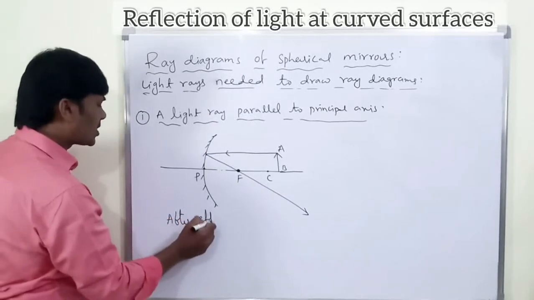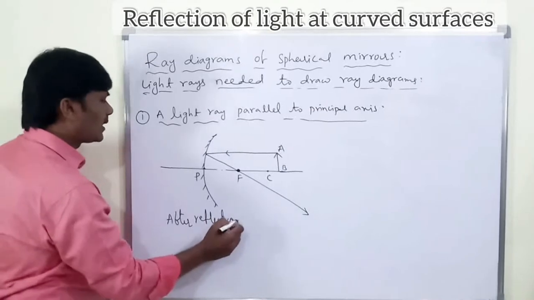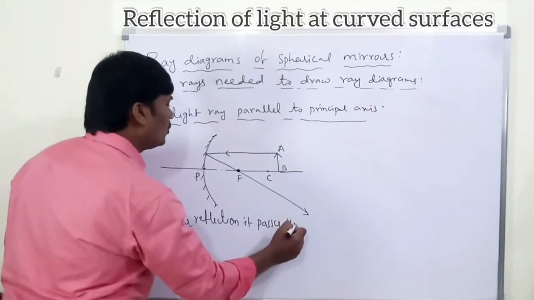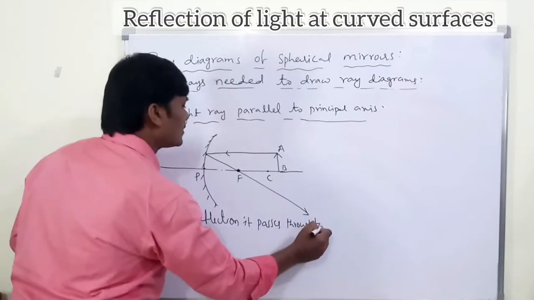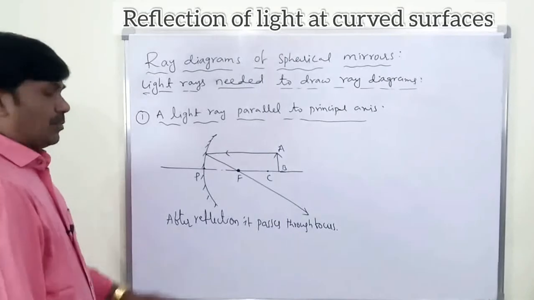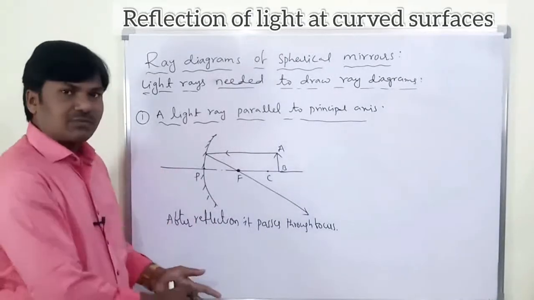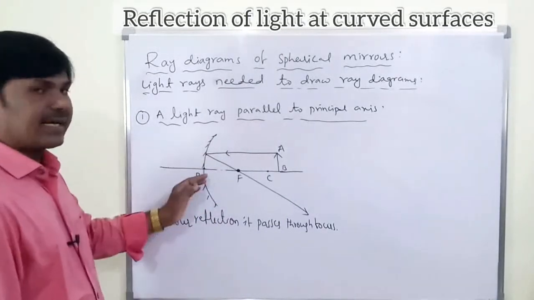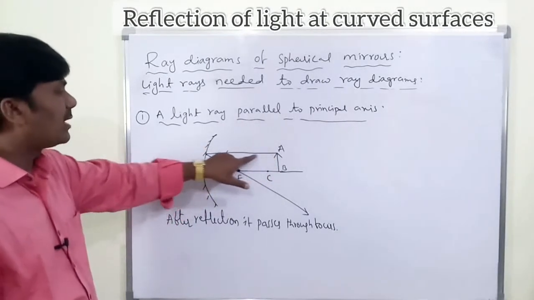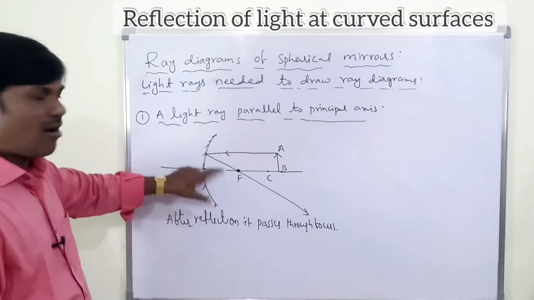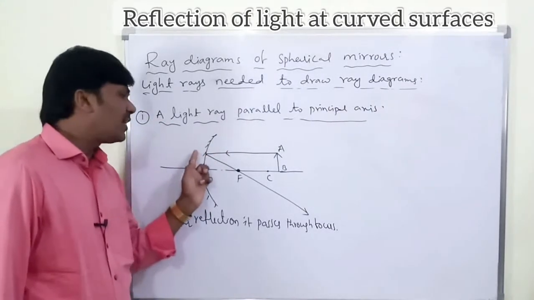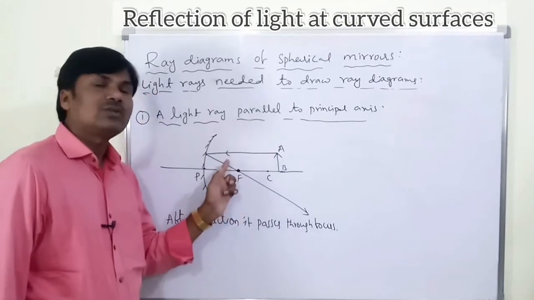After reflection, it passes through focus. Right? Yes. Pause the video and draw this. We have to remember the most important light ray. This is a light ray from the object which is incident on the mirror by traveling parallel to the principal axis. After traveling parallel to the principal axis, what happens? It reflects and passes through the focus.